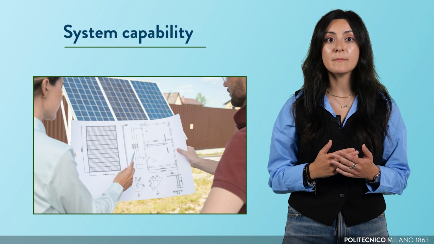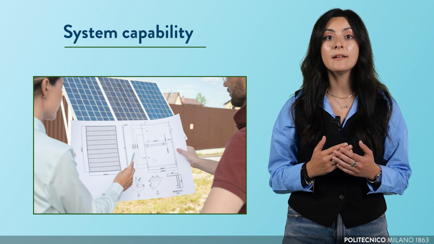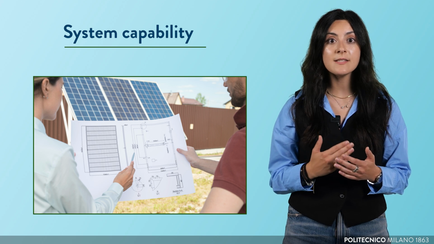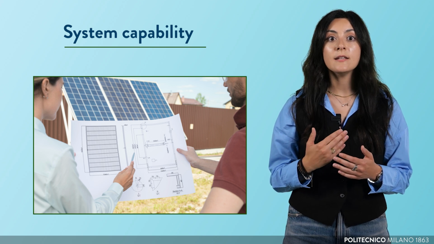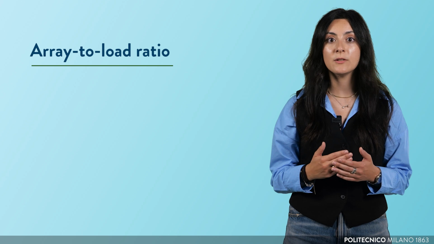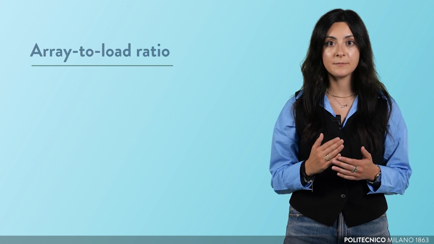Once the battery is determined, the system capability must be sized. Obviously, the system should be able to supply the load, but it is preferable to recharge the battery faster than it drains. In this regard, it is necessary to select the most appropriate array-to-load value. This parameter is defined as the ratio between the system power capability and the required power by the load.